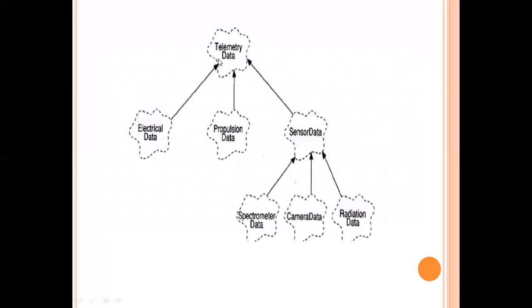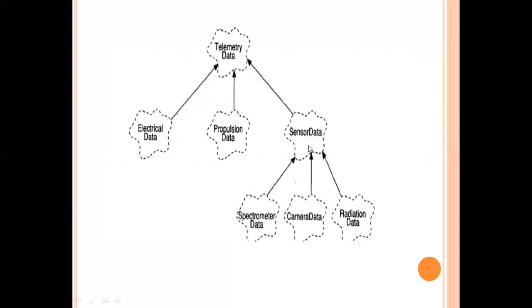Here is the telemetry data, and here is the electrical data. Electrical data shares the attributes of telemetry data. Same for population data, it shares the attributes of telemetry data. Sensor data also shares the attributes of telemetry data.